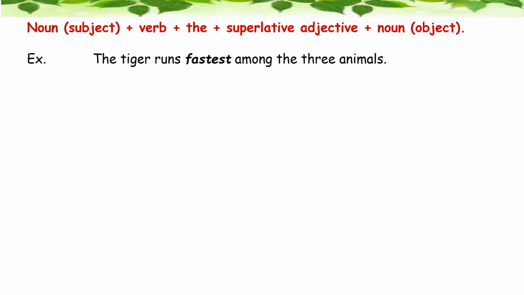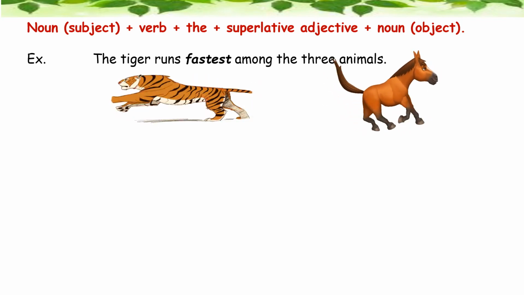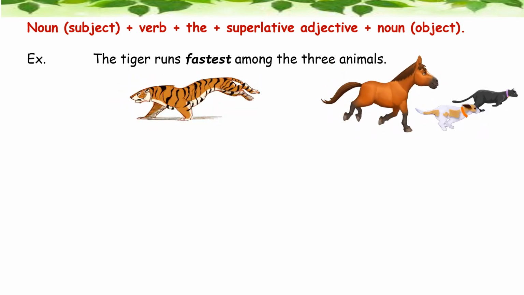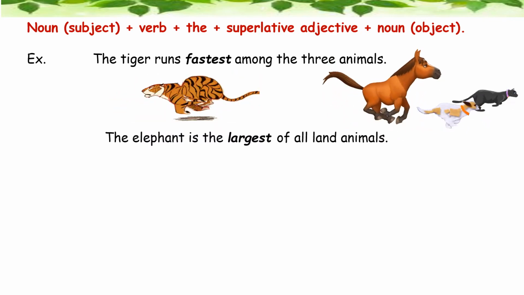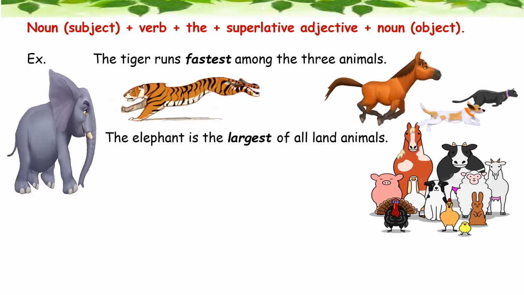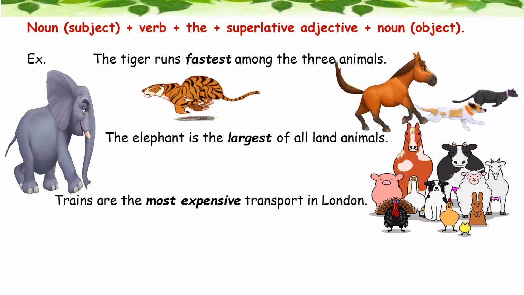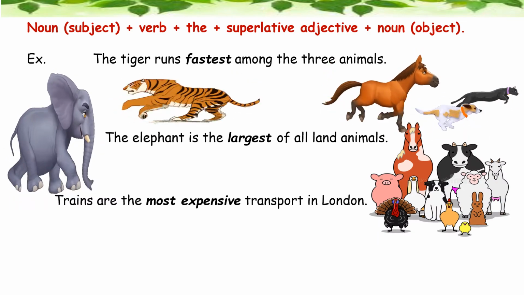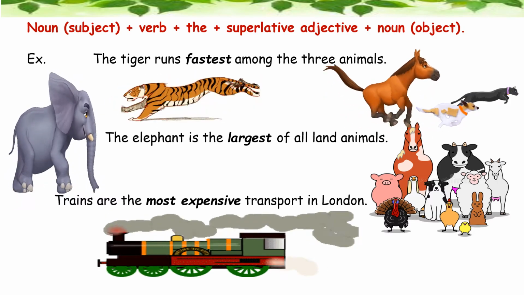Okay, let us have some examples. The tiger runs fastest among the three animals. The elephant is the largest of all land animals. Trains are the most expensive transport in London.